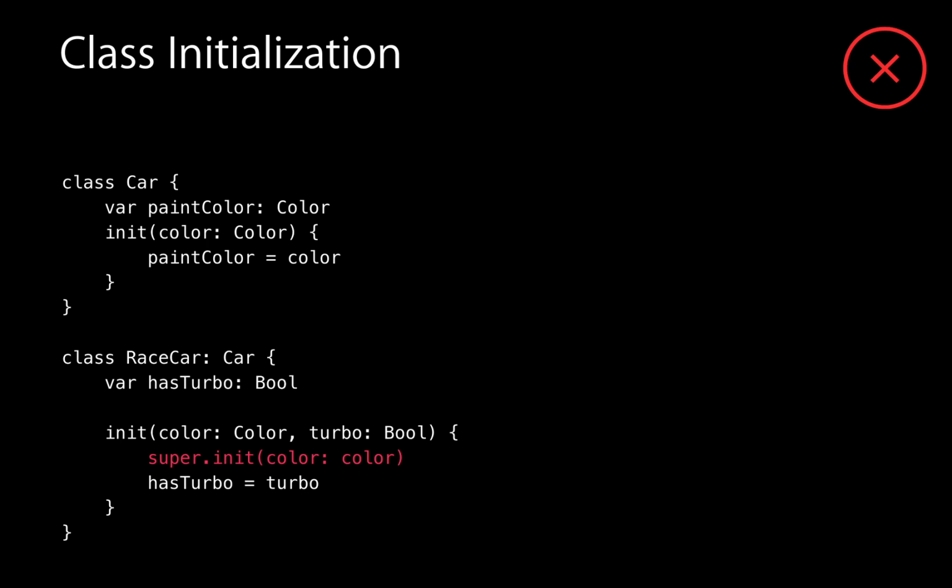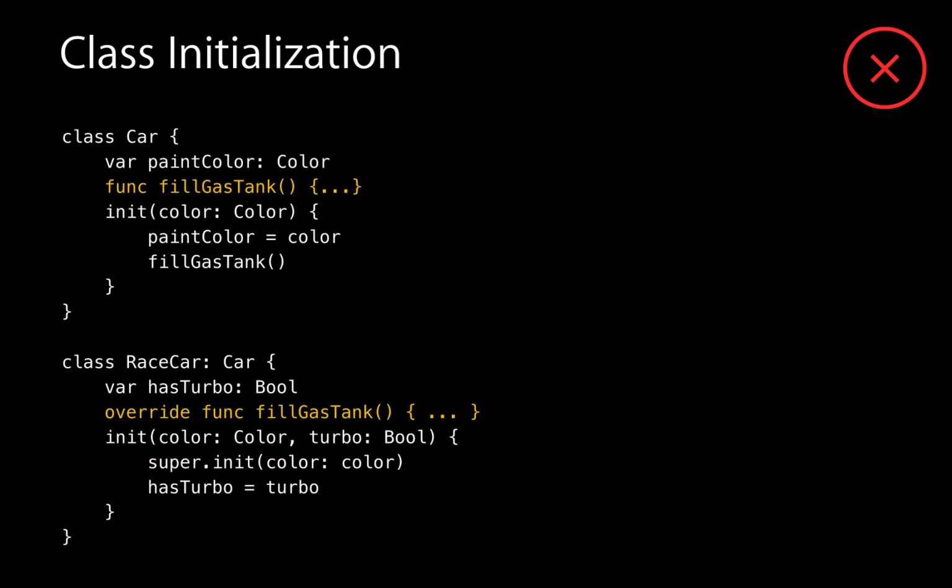Now, it may not be obvious where you might run into problems by doing things in this order. So let's take a look at an example where calling your superclass initializer first is unsafe. Let's say, for example, that we want to define a method on our car class that fills up the gas tank. And we want to call that function inside the initializer so that every time we get a new car, it comes with a full gas tank. And because race cars use a different kind of gas than regular cars, we've overridden this method in our subclass.